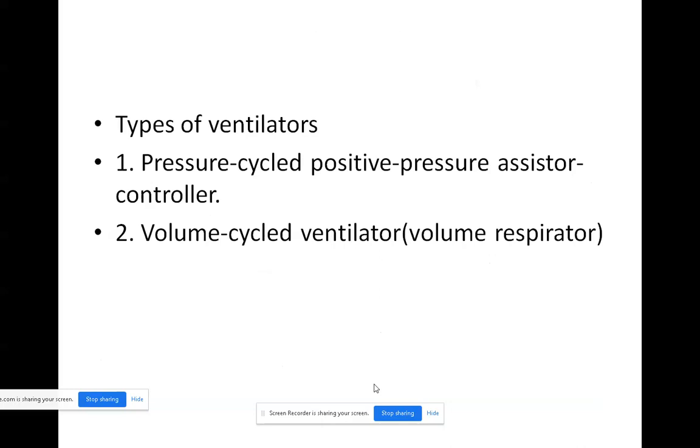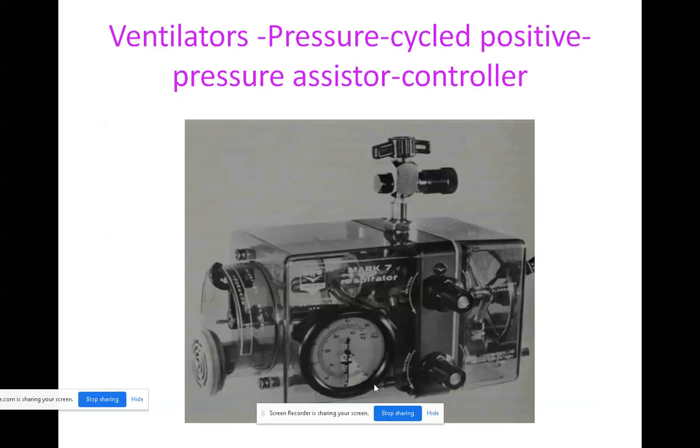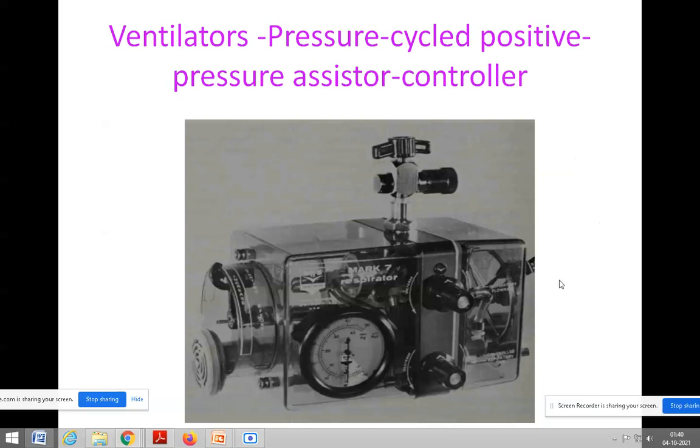Then types of ventilator. Two types of ventilator are given here: pressure cycled positive pressure assisted control, and volume cycled ventilator, that is the volume respirator. So this is the pressure cycled positive pressure assisted controller. This is a device based on the pressure needed in the lungs, it will be providing the oxygen to the lungs.